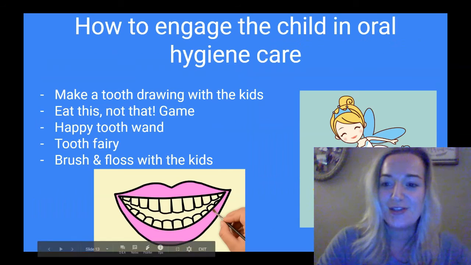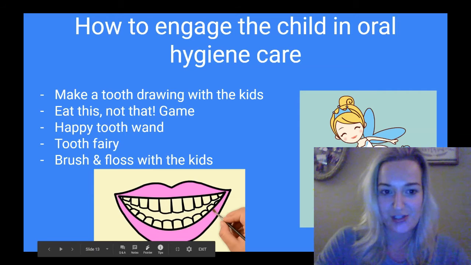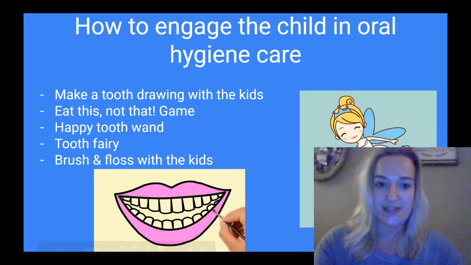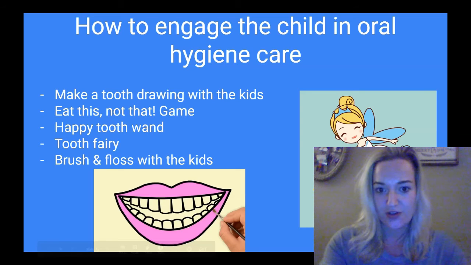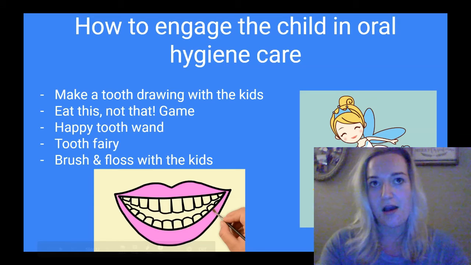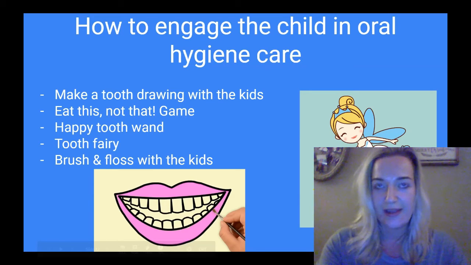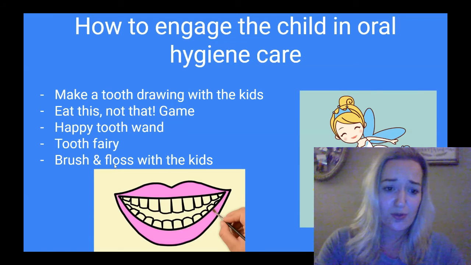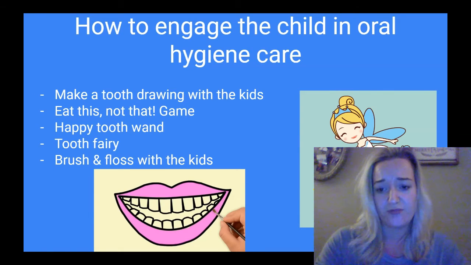Oh, there we go. So, how to engage a child in oral hygiene care. I looked up a couple of things. Something you could do in a daycare is have drawings for the kids, and play games like eat this, not that, by printing off pictures of bad snacks versus healthy snacks. So we want to eat the healthy snacks, not the sugars. Make a tooth wand with crafts, and tell them about the tooth fairy. It's also really encouraged to brush and floss with the kids.